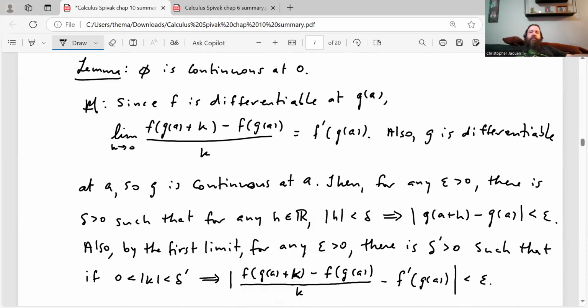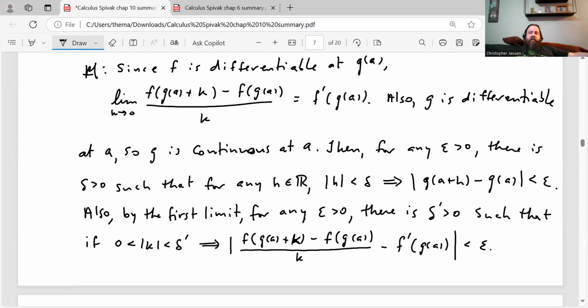Since f is differentiable at g of a, the limit as k goes to 0 of f of g of a plus k minus f of g of a over k is equal to f prime of g of a. Also, g is differentiable at a, so g is continuous at a. That was theorem 9.1, if you remember.